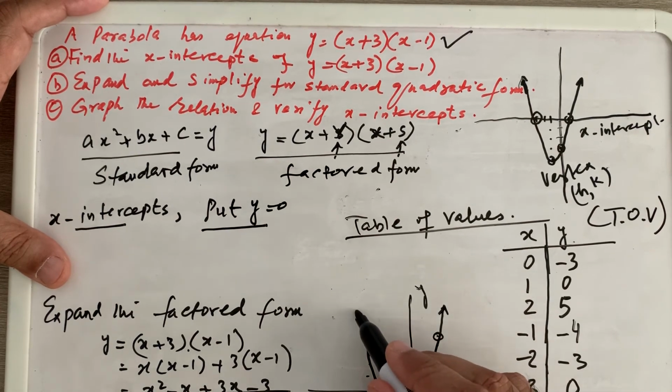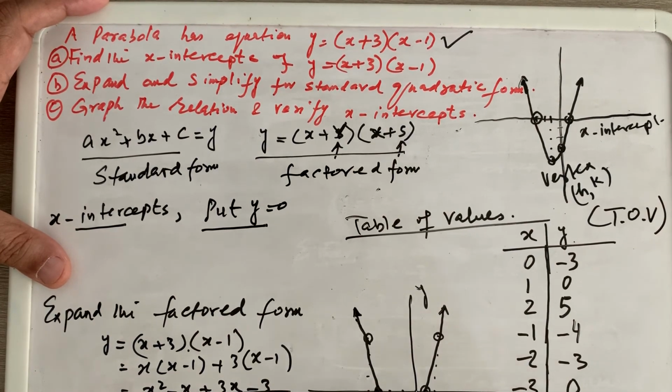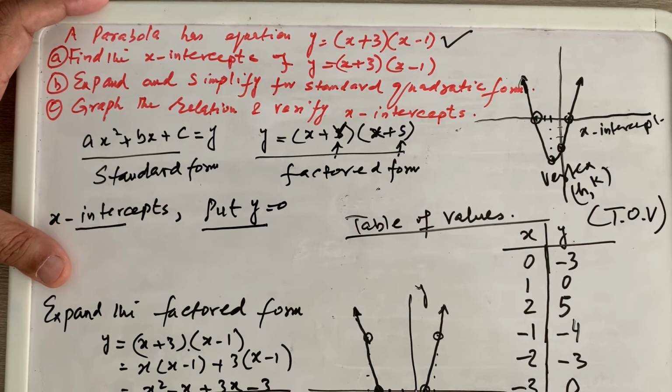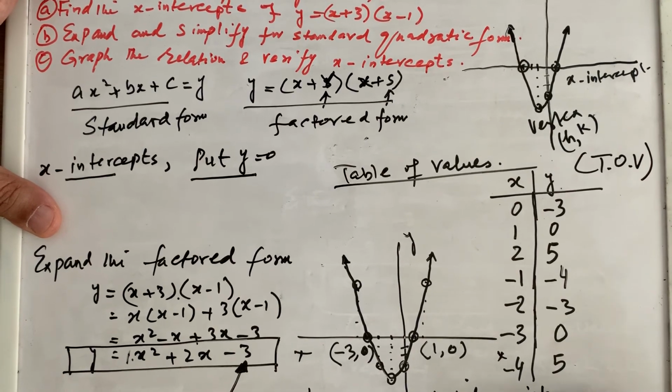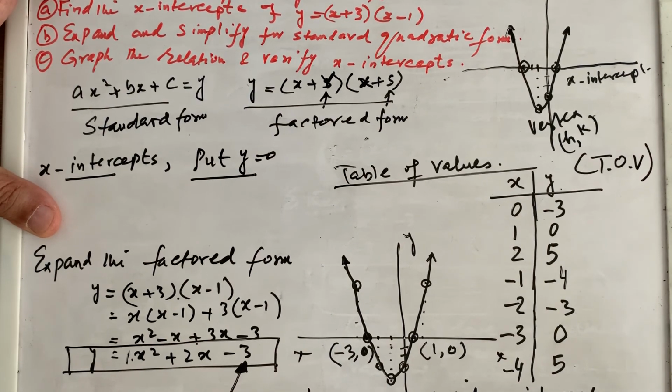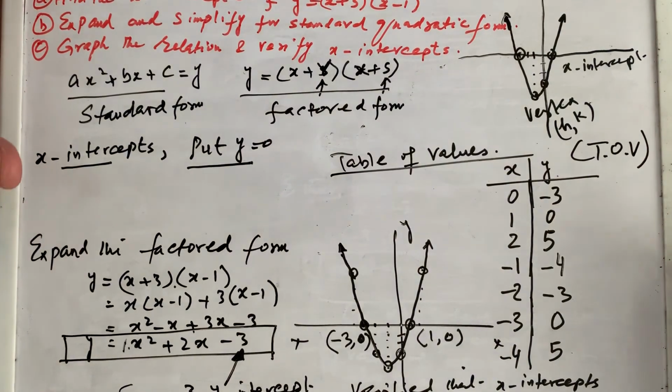So this is my parabola. And what are the x-intercepts on this? These are the 2 points which are x-intercepts. My x-intercept here is 1 and 0. And here, what is my x-intercept? Here my x-intercept is minus 3 and 0. And this is what we calculated, right? So we verified by the table of values that the x-intercepts are 1 and minus 3.